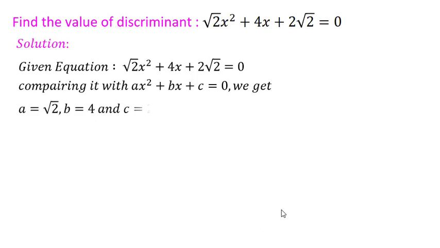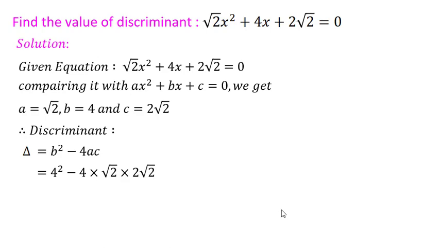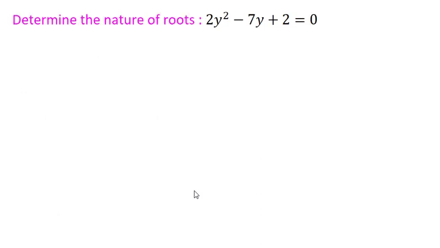We get value of a as root 2, value of b as 4, and value of c as 2 root 2. Therefore discriminant delta is equal to b square minus 4ac. We will put the value of a, b and c. So value of b is 4 square, value of a is root 2, and value of c is 2 root 2. I will put all the values and I will get answer as 0. Let us move to the second question.